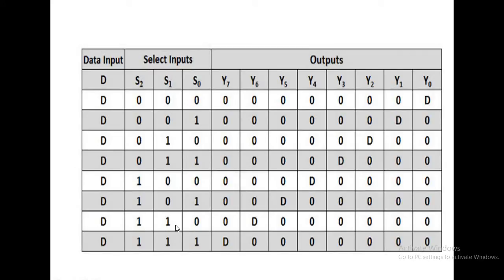If S2 is 1, S1 is 1, S0 is 0, this is decimal 6. So automatically Y6 is selected. And if all the selector input lines are 1, that is 1, 1, 1, that is nothing but decimal 7. So Y7 is selected. So which output line is selected depends upon the value of the selector input lines.